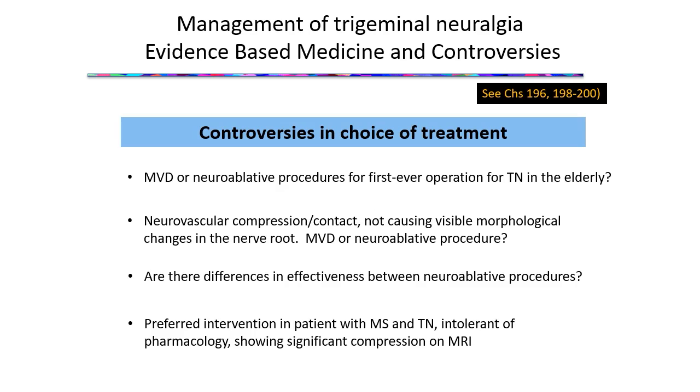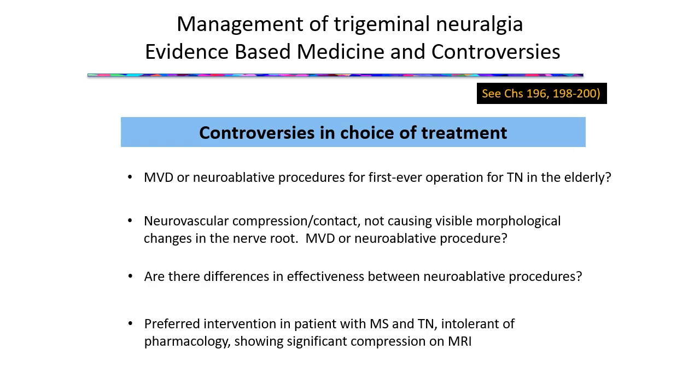By 2020, there had been no adequately powered prospective head-to-head comparisons between procedures. Therefore, in many common situations, such as the choice of the first ever operation for trigeminal neuralgia in an elderly patient, or a patient with MS, there are no evidence-based guidelines. The decision is based on neurosurgical opinion, and these vary substantially.